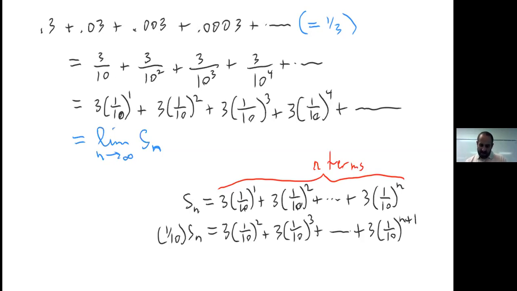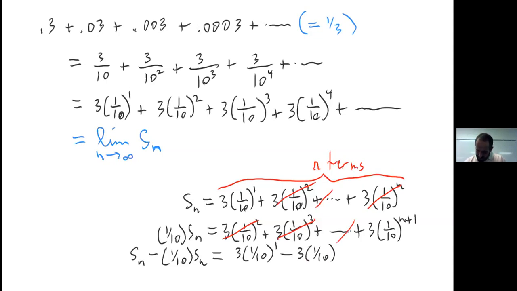Subtract. So Sn minus a 10th Sn equals, now when we do that, lots of junk cancels, like this cancels with this. This is going to cancel with something in the ... part. The thing raised to the nth power cancels with the thing in the ... part. What are the only things that survive? 3 times a 10th to the first power minus 3 times a 10th to the n plus 1, exactly.